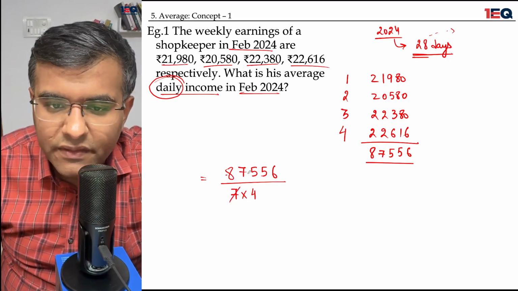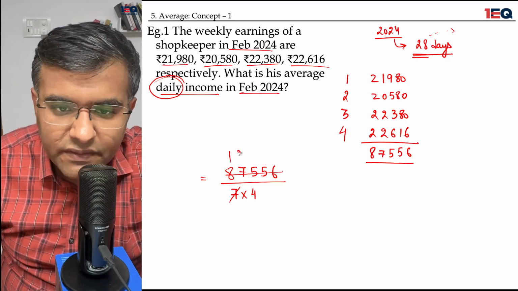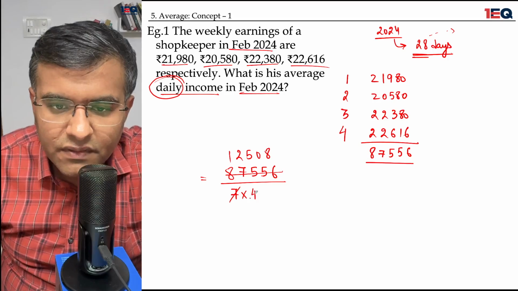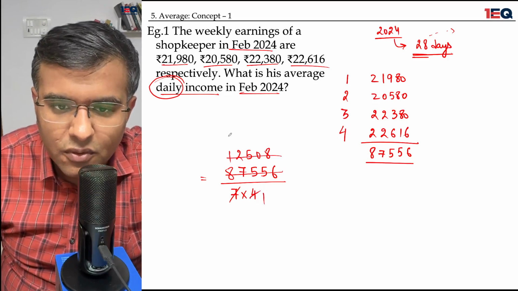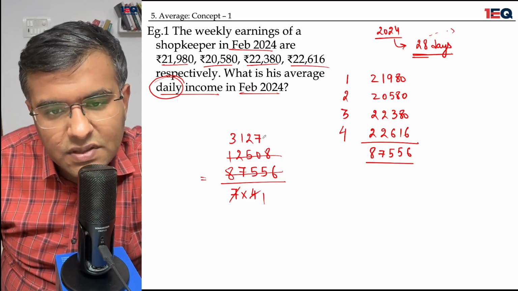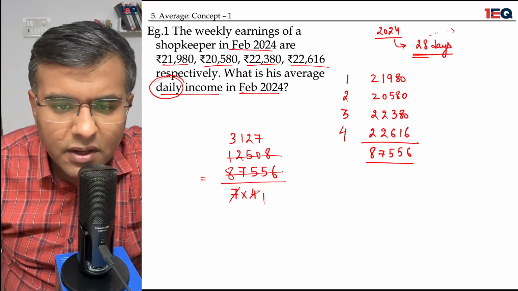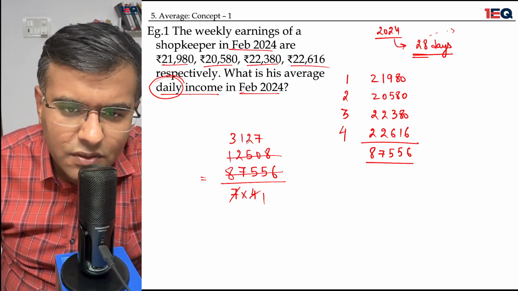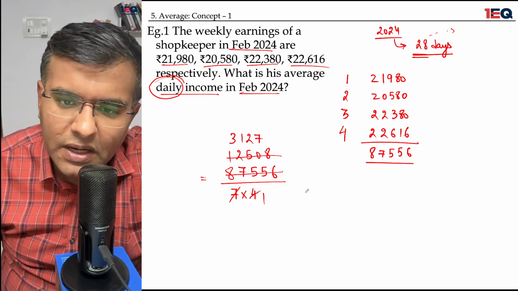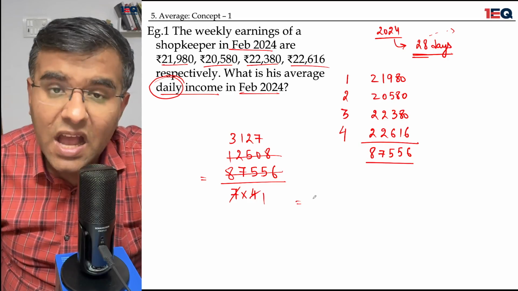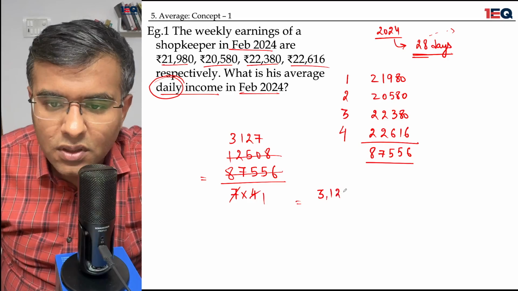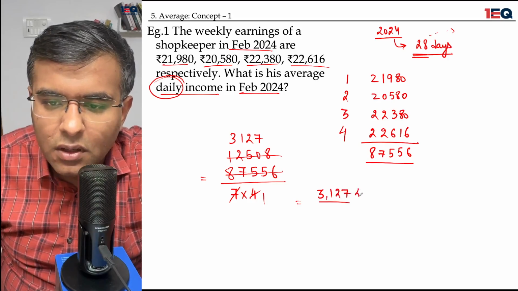I'll quickly use 7. 7 ones are 7, 7 twos are 14, 7 fives are 35, 7 zeros are 0, and 7 eights are 56. I'll use 4 again. 4 threes are 12, 4 ones are 4, 4 twos are 8, 4 sevens are 28. Did I commit a mistake? Yep. So his average daily income for the month of February is 3,127 rupees.